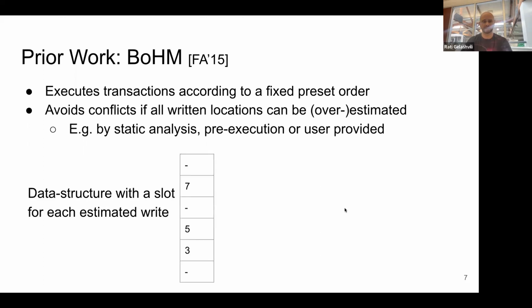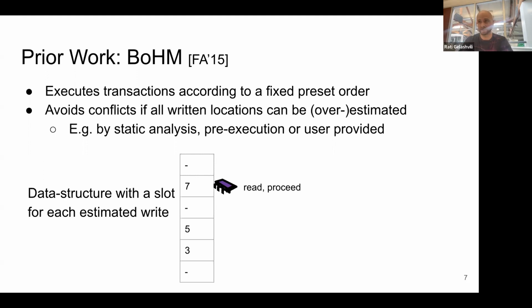So the way it works is it uses this data structure where, as I said, we get an estimation of where each transaction is going to write, and we allocate a slot for every estimated write per location that is written, right? So let's say in here, there are 6 writes that are estimated to a particular location. Now we can know exactly where to read from, right?